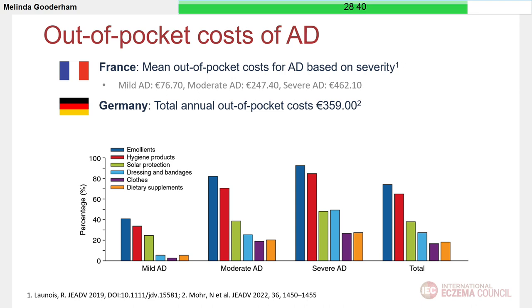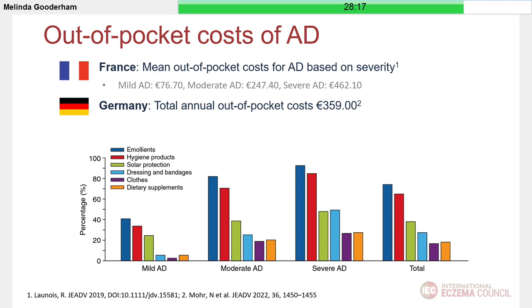So you can see a jump from the mild patients to the more moderate severe. So moderate AD, the average out-of-pocket cost per year was almost 250 euros. For severe AD, that went up to 462 euros. Similar results from Germany. Looking over the patients with moderate severe AD was 360 euros per year.